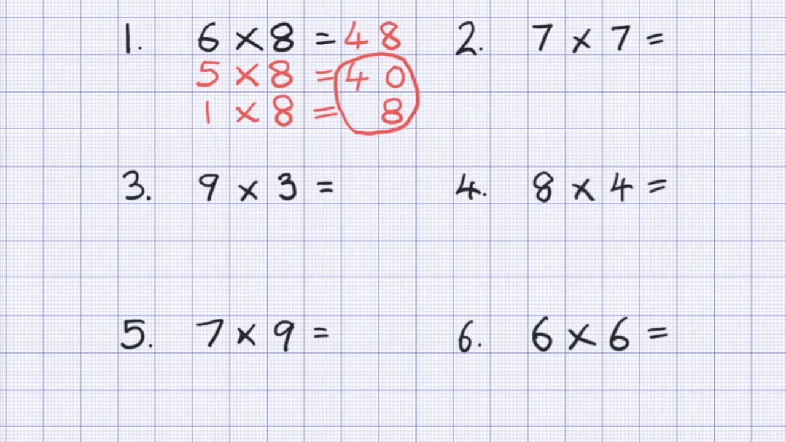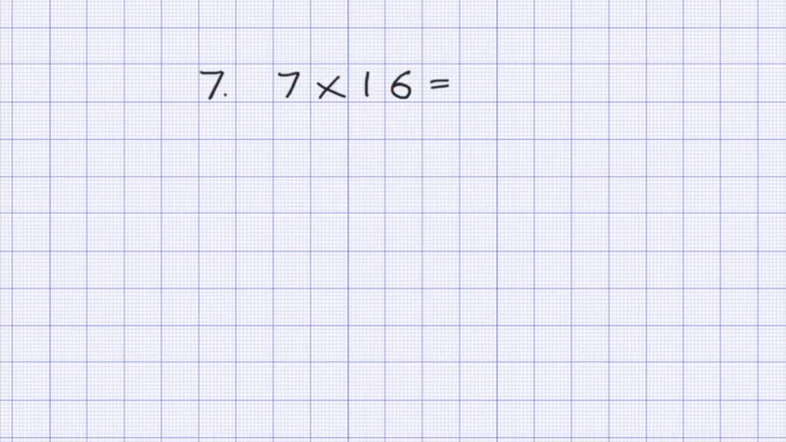So I'd like you to do the same with question 2. Question 2, question 3, 4, 5, and 6. Then we have a bonus question here, number 7, and it is 7 times 16. So I want you to use the 5s as well as some other times tables that you might know. There's your clue there. Okay, I want you to show me the working and how you worked it out. Alright, and we will see you next week.